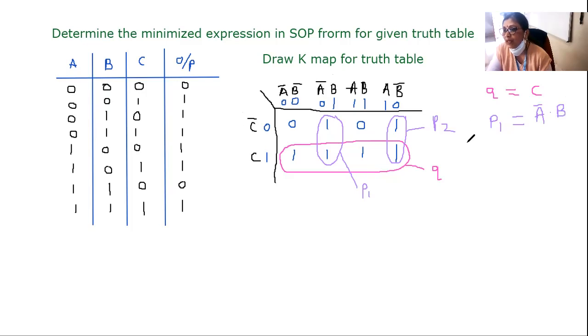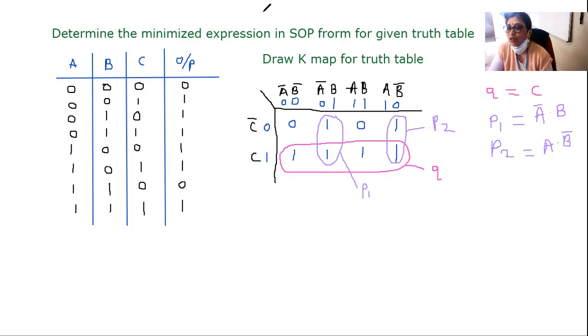Okay. Now similarly for P2, here also you can observe the variable C is only changing. It is changing from C bar to C. Therefore, we have to eliminate or drop the variable C. What remains is A and B bar. Okay. So it will be A dot B bar. So equation for chord is C, pair 1 is A bar B, pair 2 is A dot B bar.